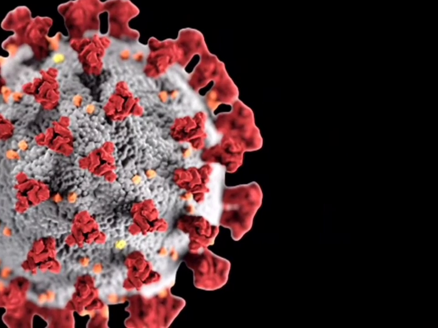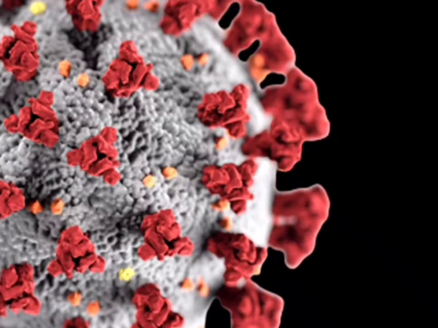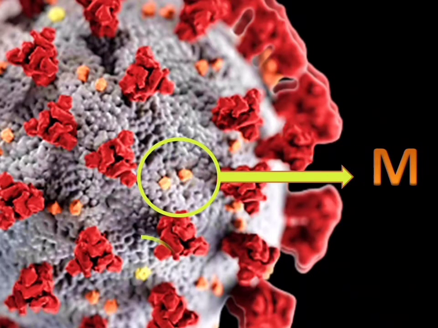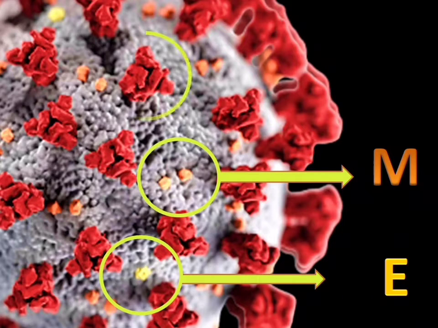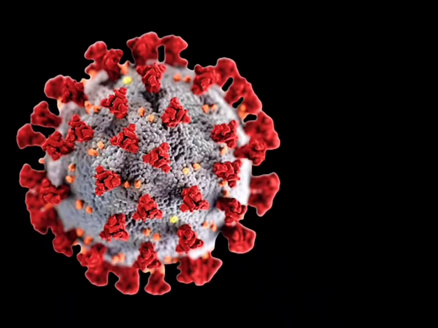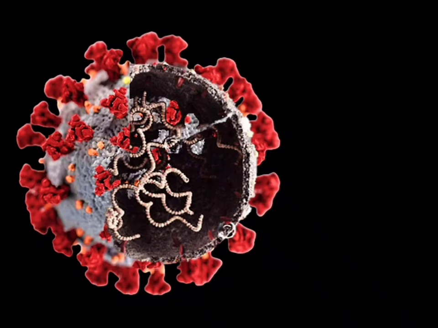The viral envelope is made up of a lipid bilayer. It contains the membrane protein, which is the main structural protein that provides overall shape, a minor structural protein, that is the envelope protein, and a spike protein needed for the interaction with the host cells. The genetic material, which is the viral RNA, is enclosed and protected inside the envelope.